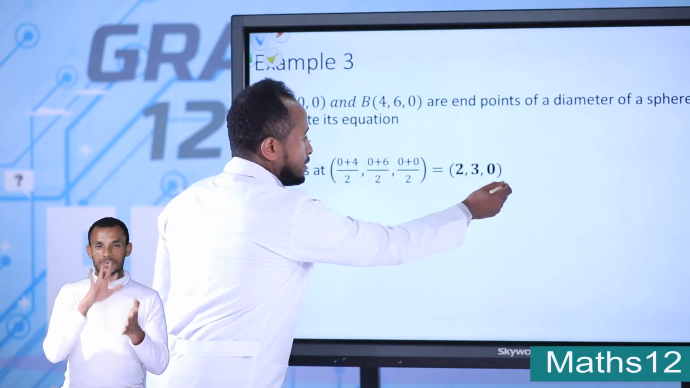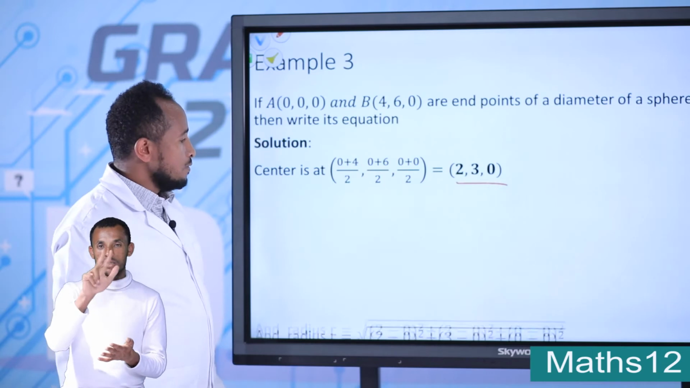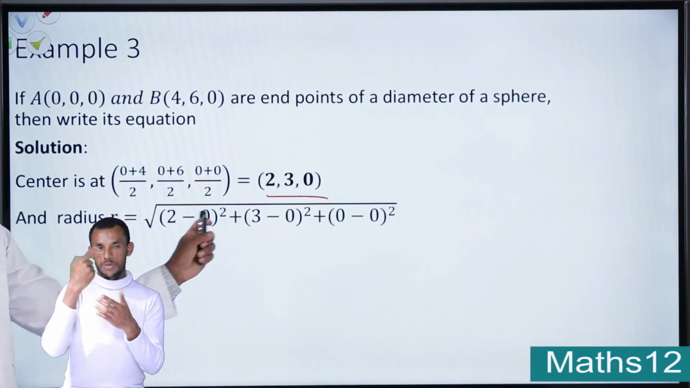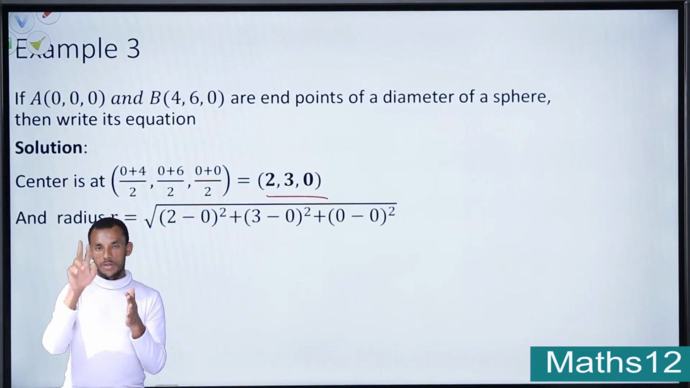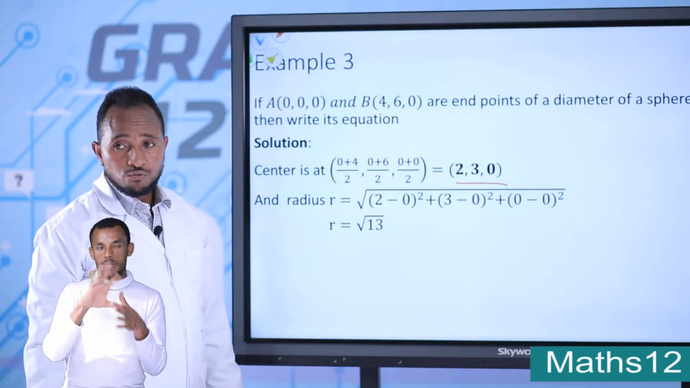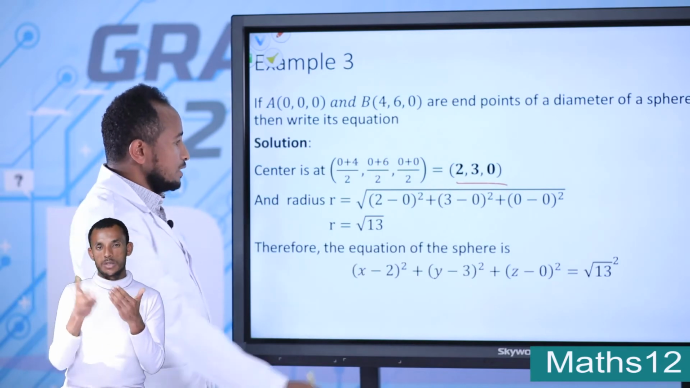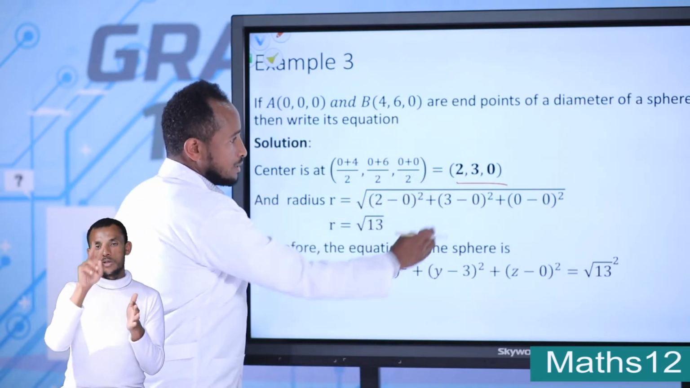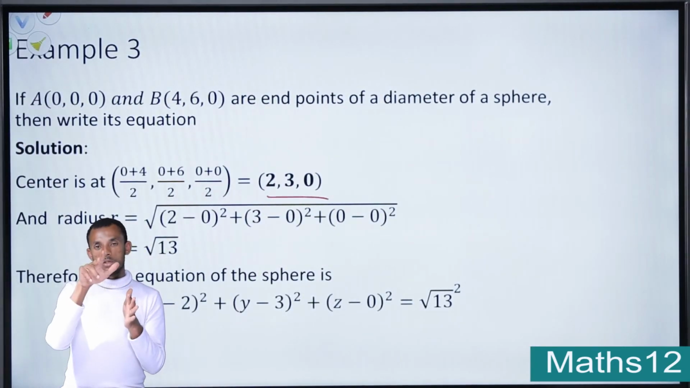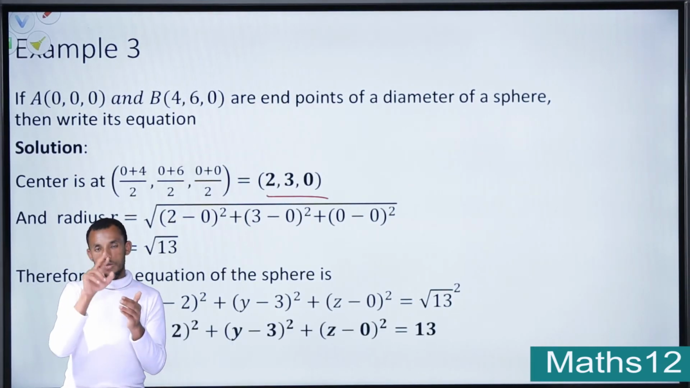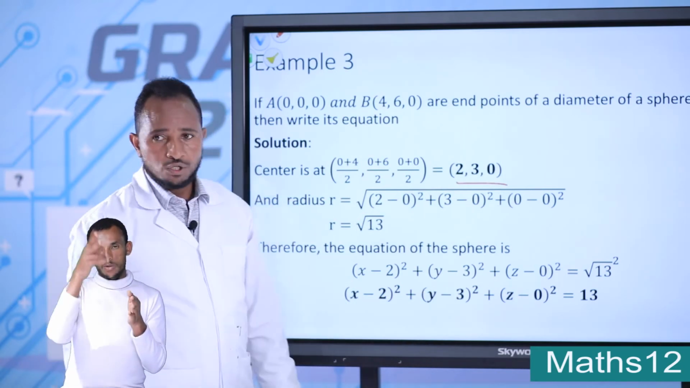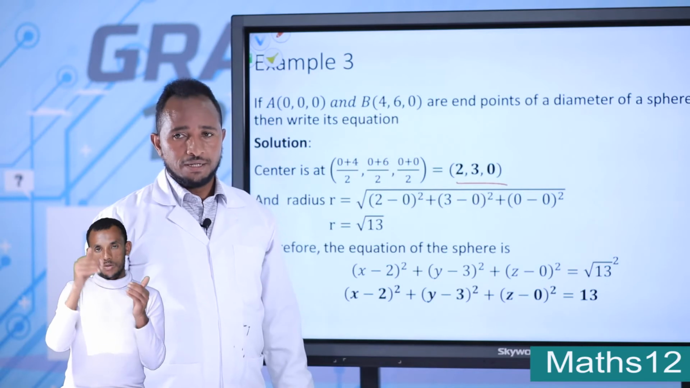Okay, the center is (2, 3, 0), and the radius, applying the distance formula from this to this one, is simply the square root of (2 minus 0) squared plus (3 minus 0) squared plus (0 minus 0) squared, so you will have the square root of 13. So the equation of the sphere will be simply (x minus 2) squared plus (y minus 3) squared plus (z minus 0) squared is equal to the square root of 13 squared. So this will be (x minus 2) squared plus (y minus 3) squared plus (z minus 0) squared is equal to 13. So this is the final answer.